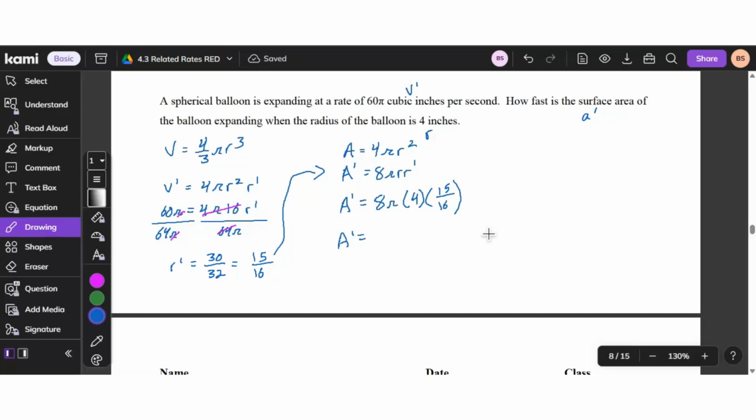Now, just in case that was a little too fast for you, I'll write it out here. So 8 times 4 is 32 pi, and then 15 over 16. Then what I'm doing is reducing this, because 32 over 16 is the same as just 2. And so that gives us 2 times 15, which is 30 pi. And that would be in inches squared per second in this case. And so that would be our final answer.